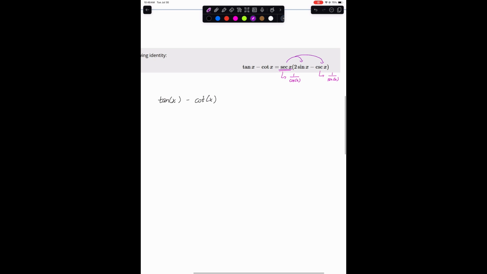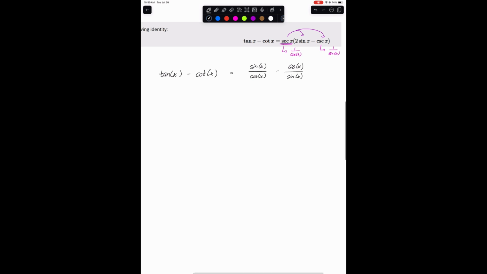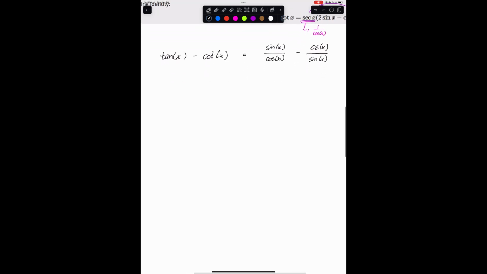So I have these cosines and sines. So I'm going to first convert tangent and cotangent to sine and cosine. My tangent is sine x over cosine x. My cotangent is cosine of x over sine of x. And sorry, I keep going between sine x and sine of x. I've heard both, so my brain just interchanges between the two.